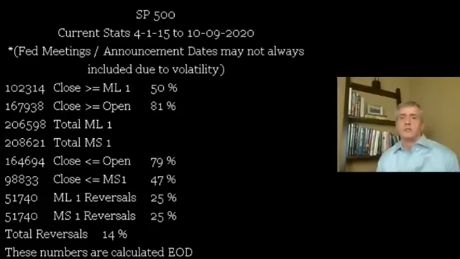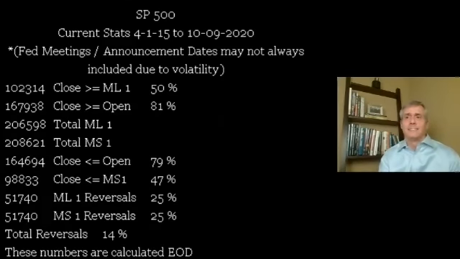Basically, this shows you that if a stock reached the ML1 level up, it closed at or above that level 50% of the time. If it reached the ML1 level up, it closed above the open 81% of the time. If the stock reached the MS1 level down, it closed at or below the MS1 level 47% of the time. If it reached the MS1 level down, it closed at or below the open 79% of the time. The percentage of reversals overall was 14%.